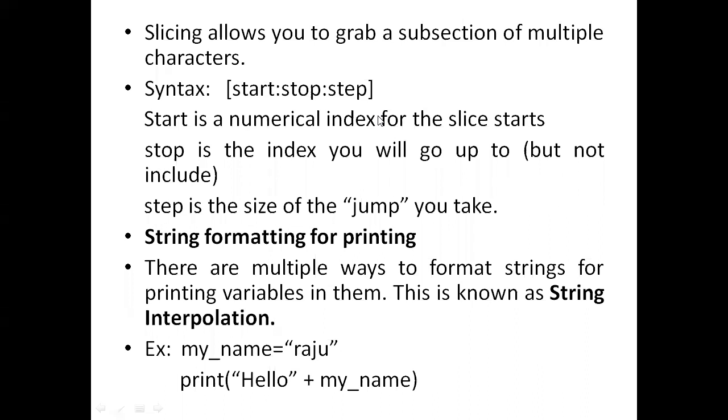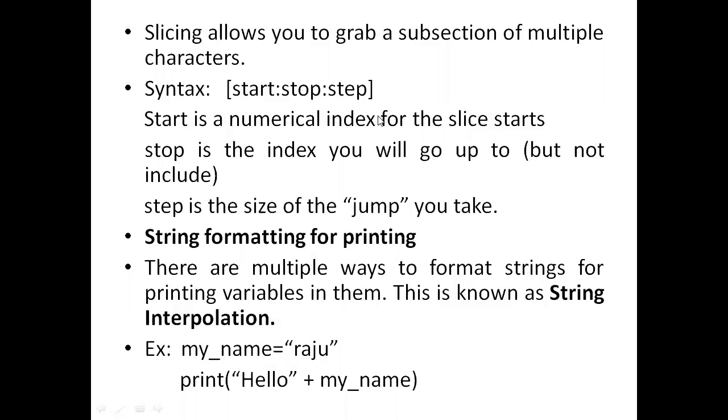For example, if I mention 0:4, it will start from 0 and pick up to the third element, meaning 0, 1, 2, 3. It excludes the stop index. If you mention 0:4, it will take values from 0 to 3 only: the 0th cell value, the first cell, the second cell, and the third cell.